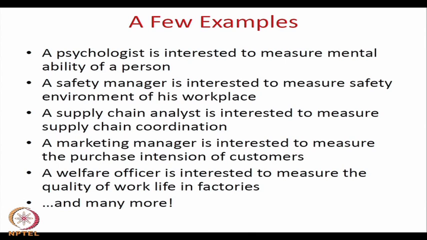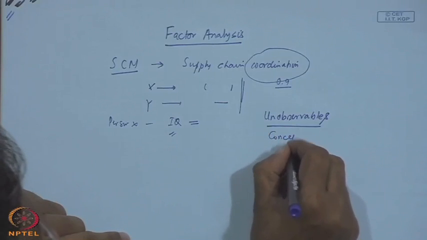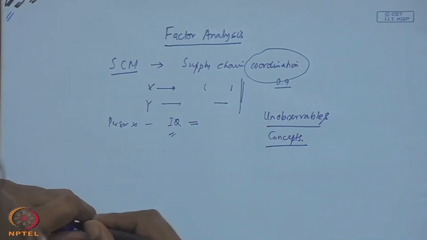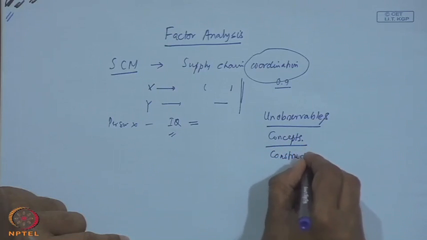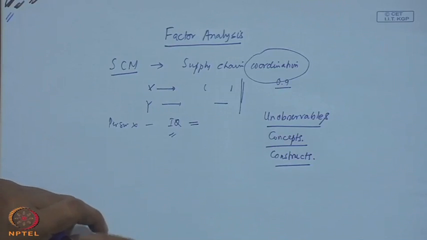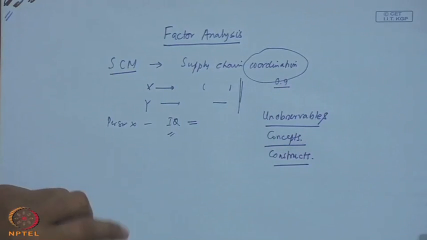You can find 100 such examples, where you see that there is no single hardware-based instrument with which you can go and measure. It is not possible. However, in 90% of the cases we take decisions based on this type of concept. Many a time we say constructs. So, we are basically talking about unobservable concepts, constructs.